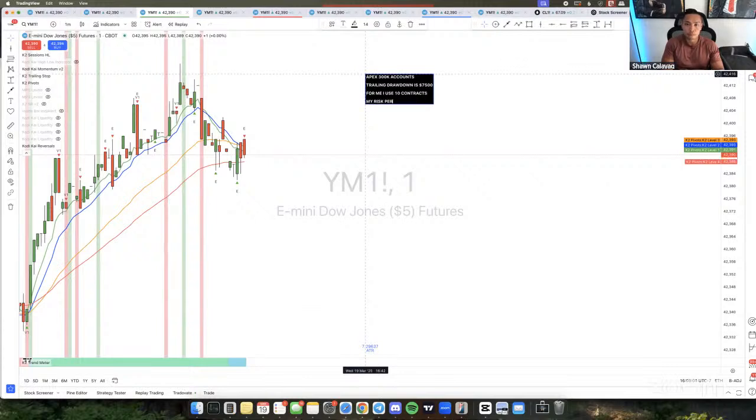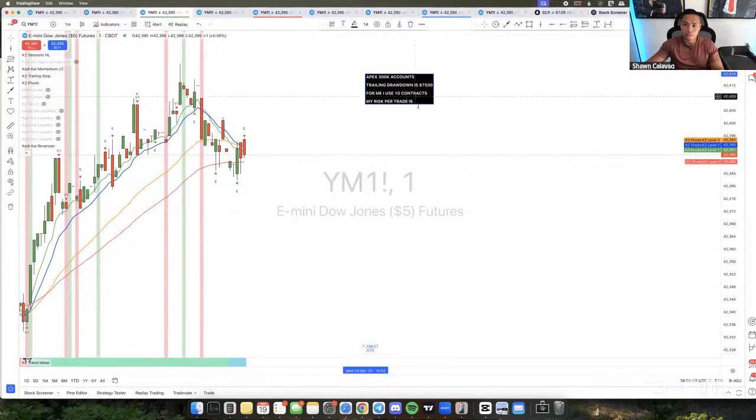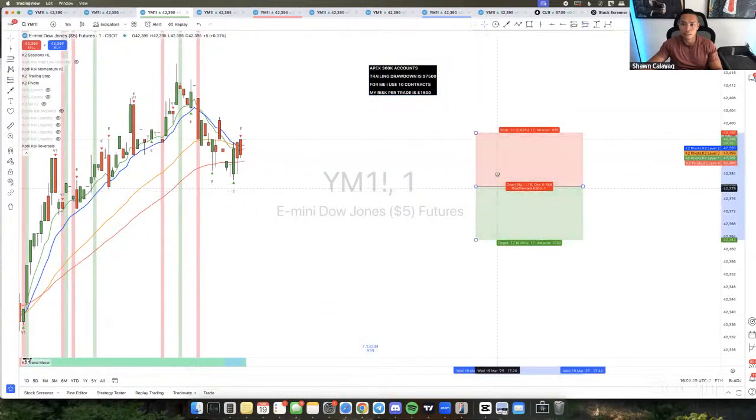My risk per trade is, let me do the math for you real quick. So 10 contracts times 5 times 30 is 1,500. So the trailing drawdown is 7,500 on 300K accounts, unless you're over it. Once you're funded, you'll have an excess amount. But if you're on eval or haven't reached the threshold yet, you're going to be set at 7,500.